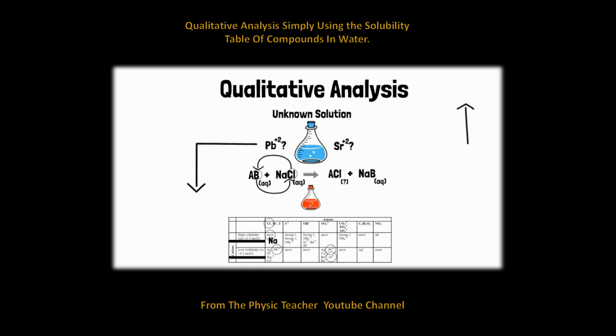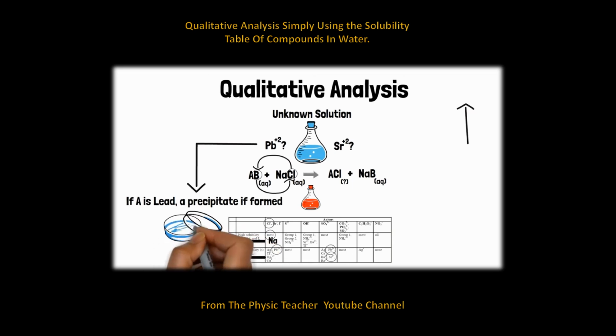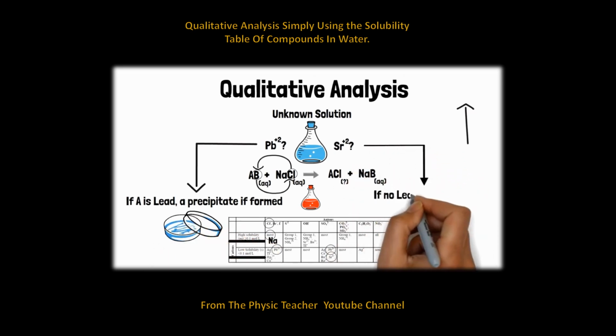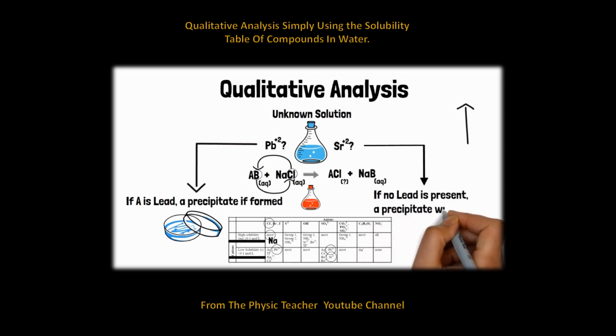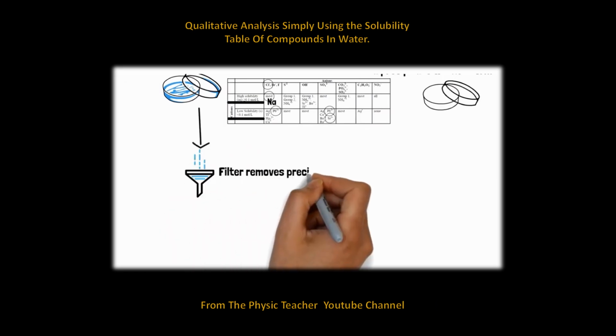However, if A is lead, then lead(II) chloride is formed, which has low solubility and precipitates. Therefore, if we see that precipitate, we can confirm the presence of lead. If we don't, no lead. Now, if there is a precipitate, filter it out of our solution and let's move on to test for strontium.